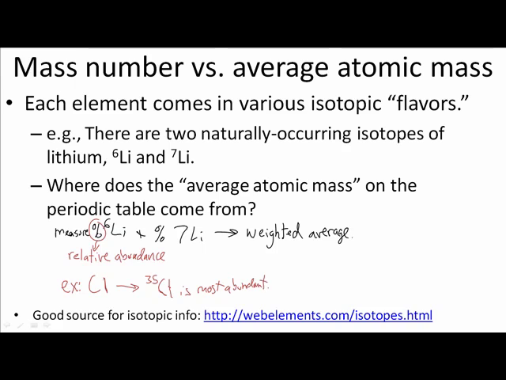And there's a link here for web elements and isotopes. It's a great reference. So the question came, can we always do that to find most abundant? Is that sort of what you're getting at?